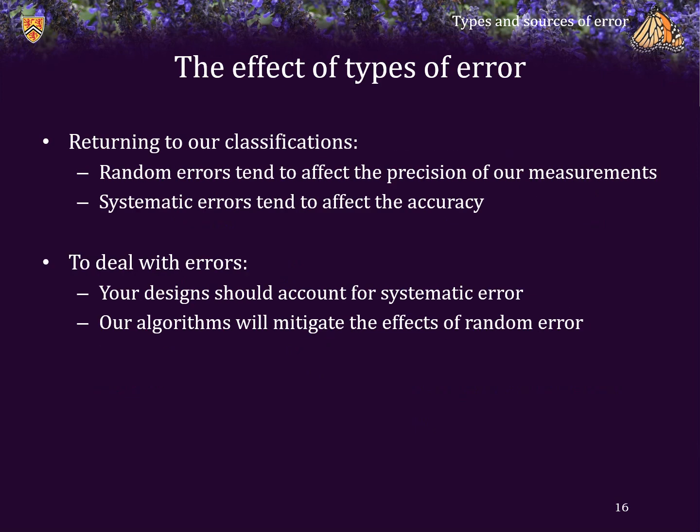So let's just quickly recap the effect of different types of error. Returning to our classifications, random errors tend to affect the precision of our measurements. Systematic errors tend to affect the accuracy. So to deal with errors, your design should account for systematic errors, and our algorithms that we will cover in this course will mitigate the effect of random errors.